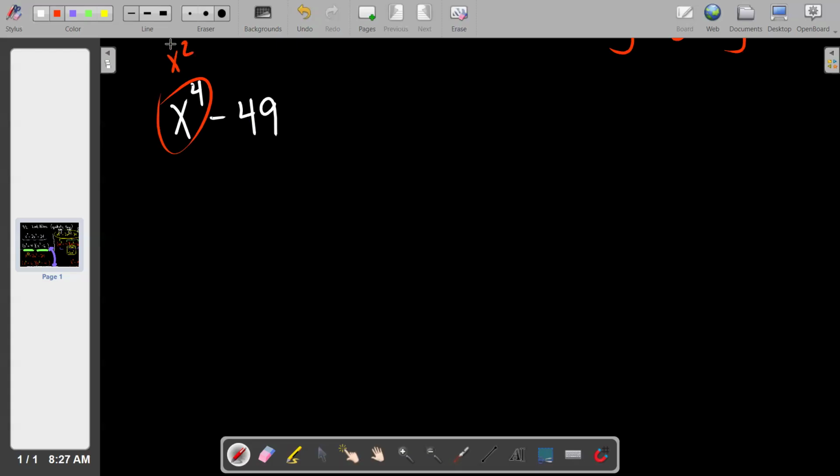X squared. What's the square root of what I just circled in green? And if you can identify that that's a square rootable thing, that's a square rootable thing, and that's a minus in the middle, you got work to do.